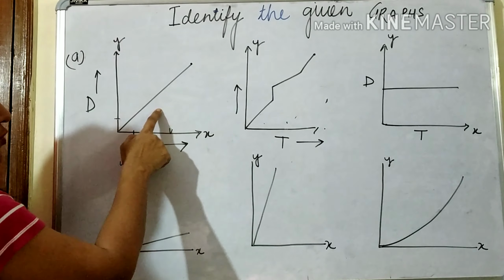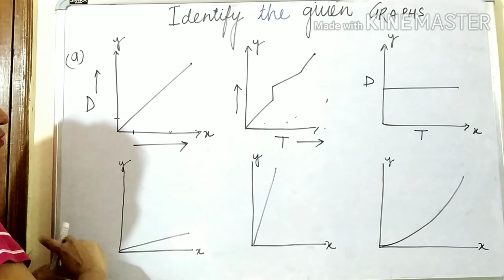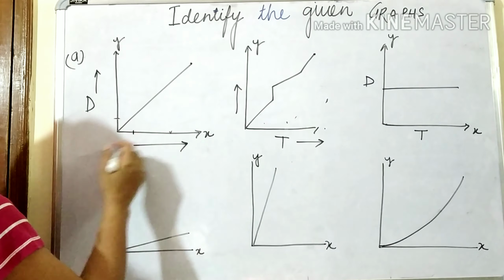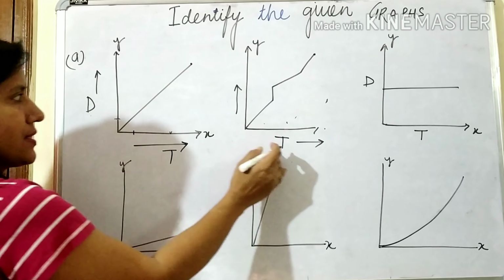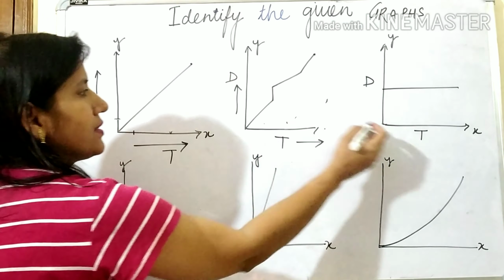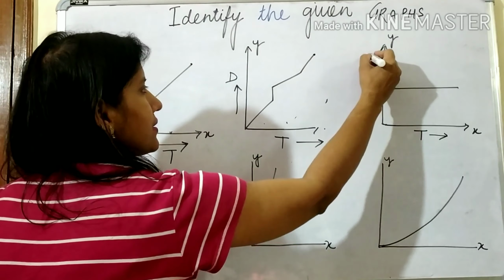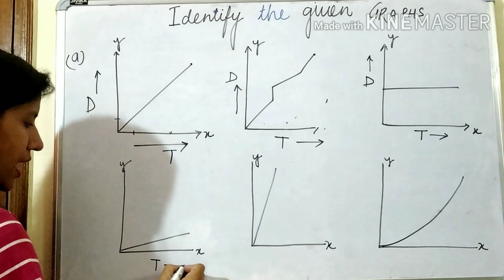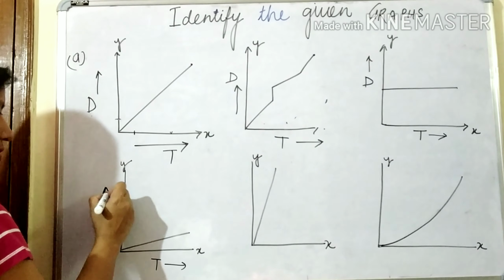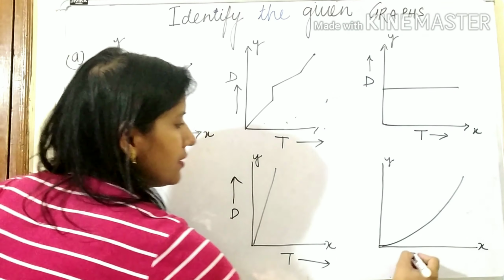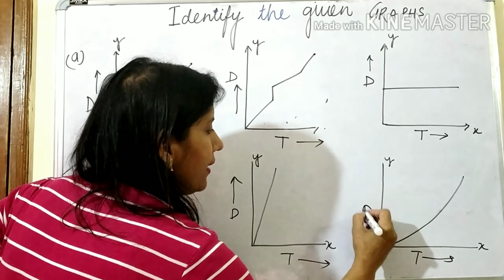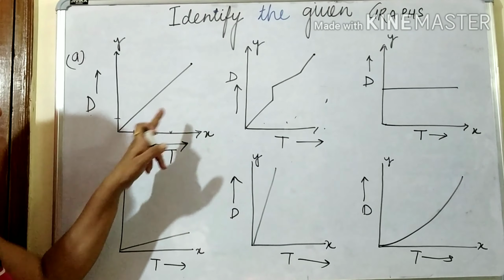So come to the first one. The horizontal side is what? Time. The vertical side is distance. Again it is distance and time. Here it is time and here it is distance. Again here it is time and this side it is distance. Let's come to the first graph.